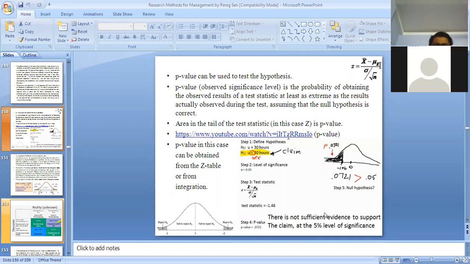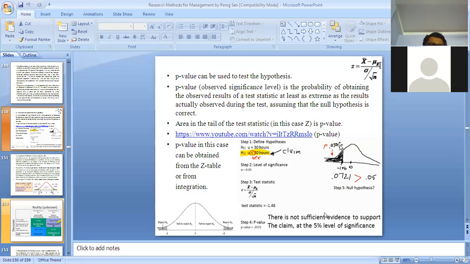Now if you want to find out the p value, in your software you will see your test statistic will be minus 1.46, and your p value will be given as 0.0721, which is greater than 0.05. If you consider this graph, this area is 0.0721, and it is greater than 0.05. The area of 0.05 will lie somewhere here.